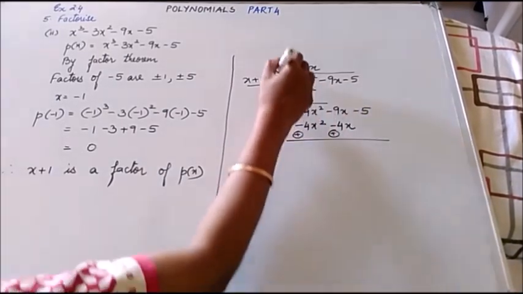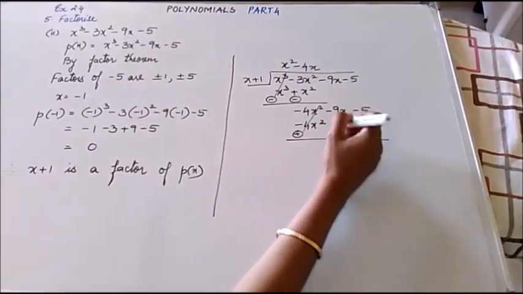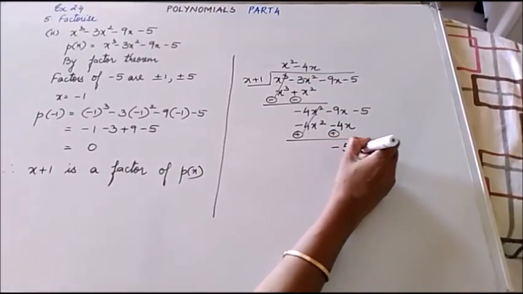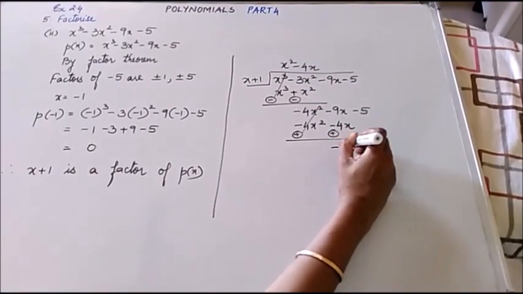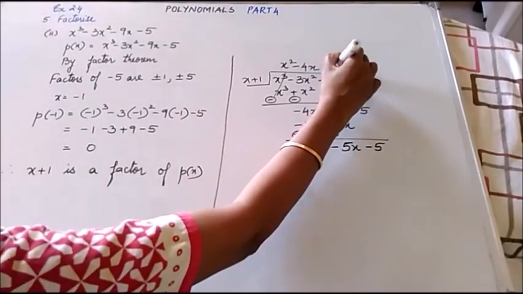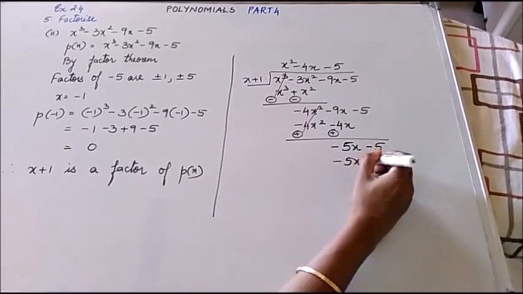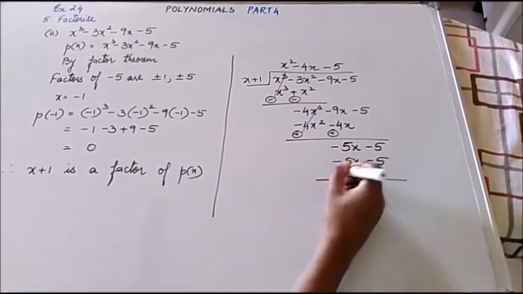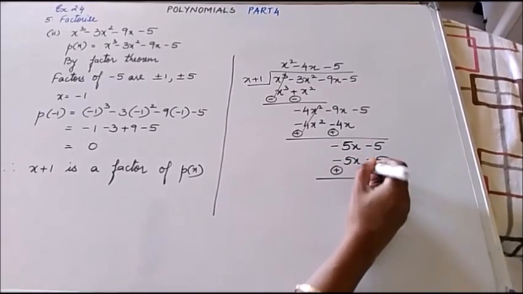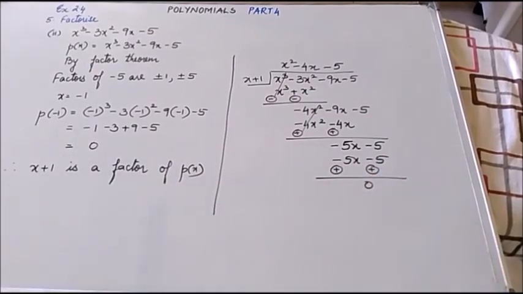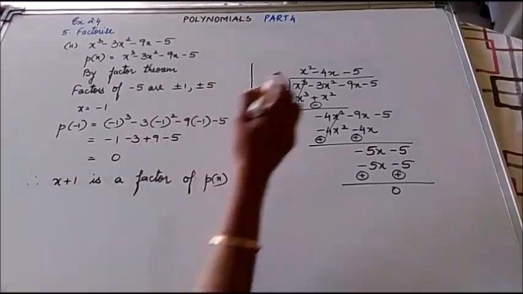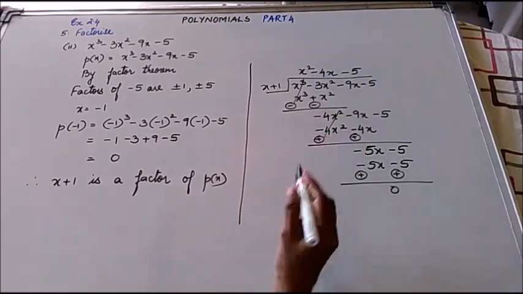What will you get here? Here this term gets cancelled, this term also gets cancelled. You will get here minus 5x, minus 5. Next here it will come minus 5. Minus 5 into x plus 1 will give me minus 5x, minus 5. Subtract. You will get the remainder 0. One of the factors is x plus 1 and the other factor is x square minus 4x minus 5.